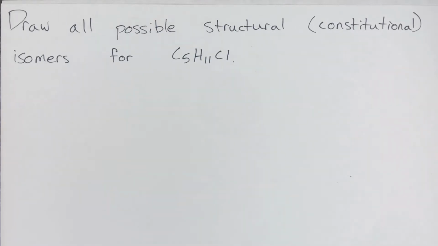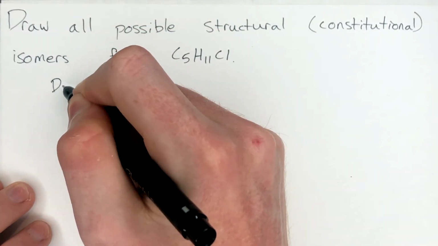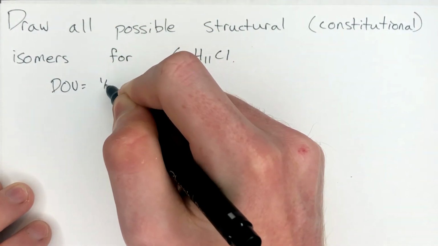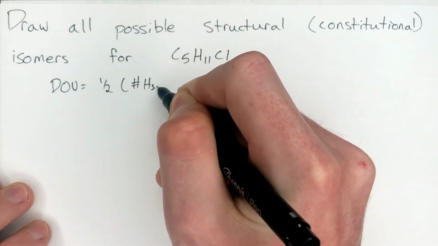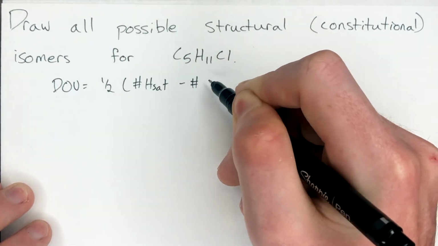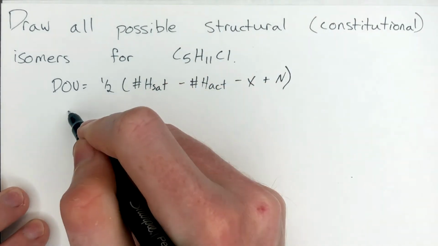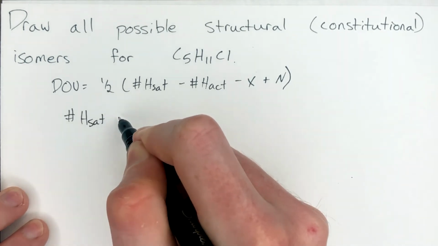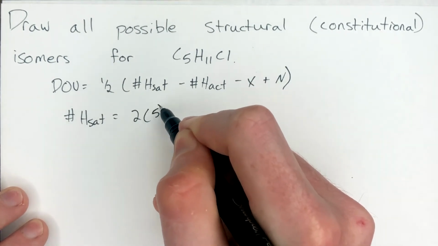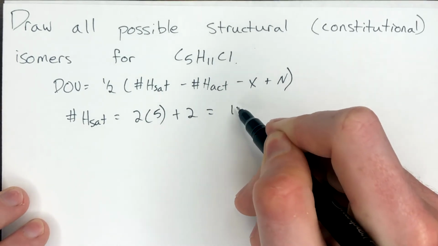All right, here we have another question. Again, we are looking to draw all the possible structural or constitutional isomers for a different compound which has a formula of C5H11Cl. Again, the first thing we want to start with is determining the degrees of unsaturation, which is 1/2 the number of hydrogens if it's saturated, minus the number of hydrogens actually present, minus halogens, plus nitrogens. So here, the number of H saturated is 2 times 5, which is 10, plus 2, which is 12.